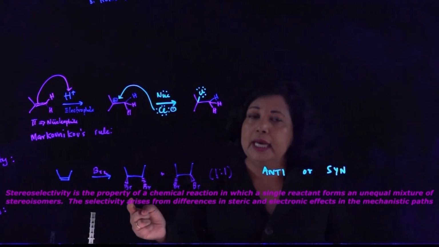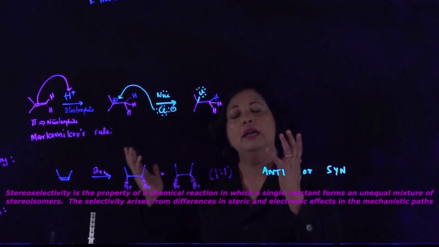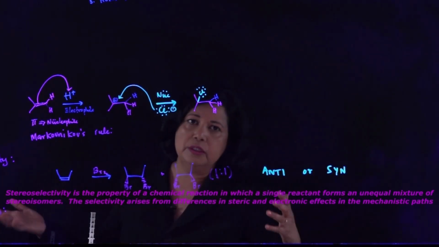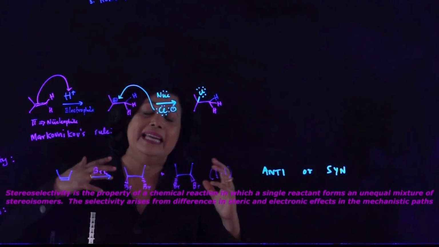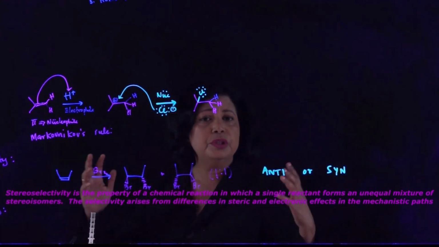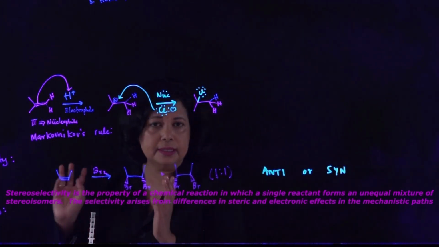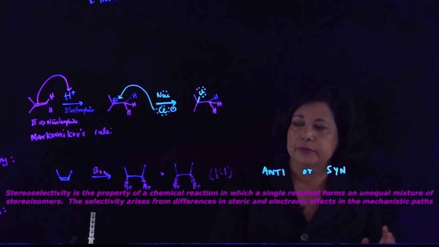Or if you have two diastereomers as your product, one of the diastereomers is formed in a much larger amount than the other. So there is a preponderance of one of the stereoisomers, and that is called stereoselective. Why does this happen? Due to steric and electronic reasons within the starting material. So a certain stereoisomer would only give rise to a certain type of stereoisomer.